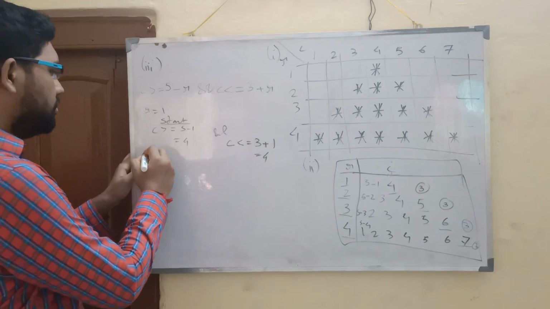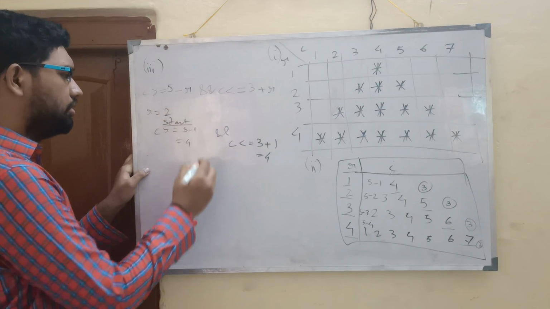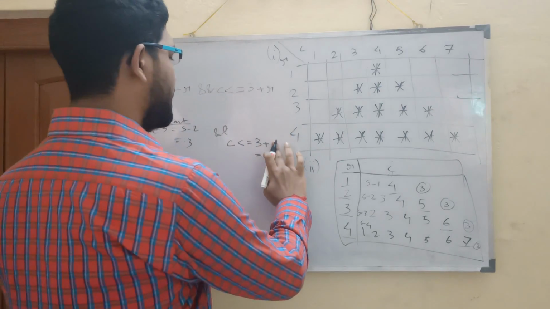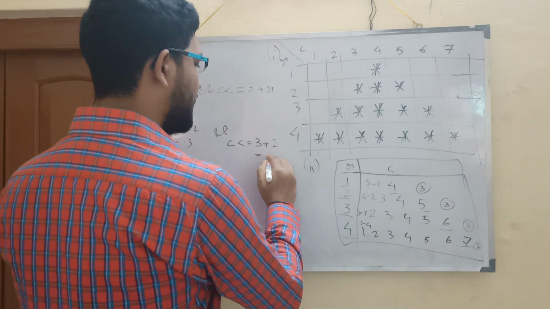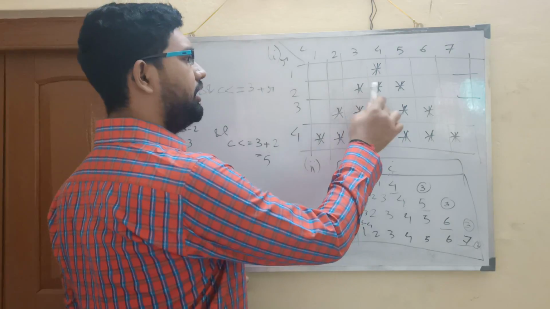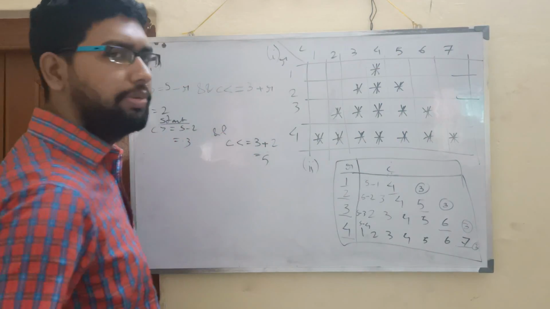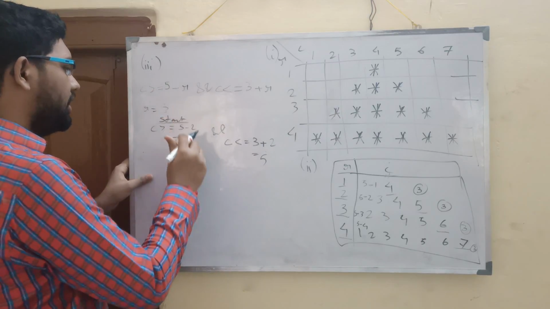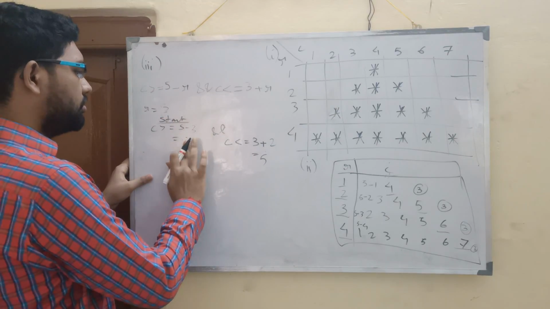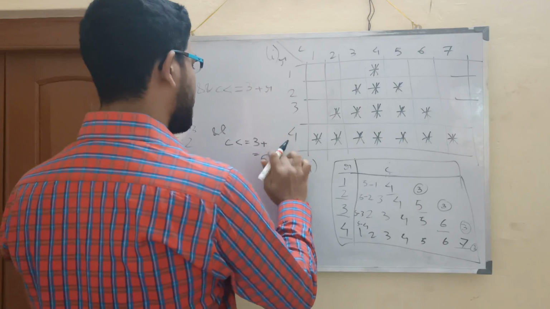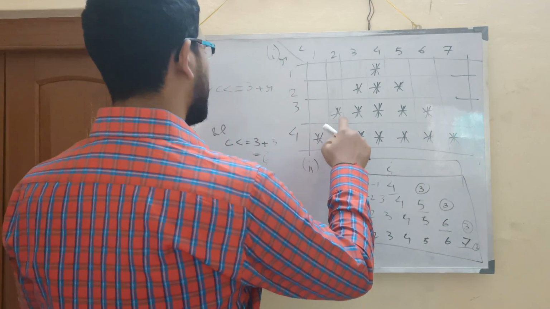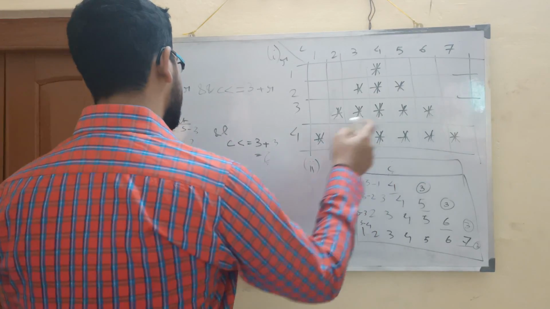So when R is 2, 5 minus 2 is what? 3. And 3 plus 2 is what? 5. So you can clearly see that at position 3, 4, 5 in the row, it is being printed. Now when the value of R is 3, 5 minus 3 is what? 2. And 3 plus 3 is what? 6. So at positions 2, 3, 4, 5, 6, the value has been printed.